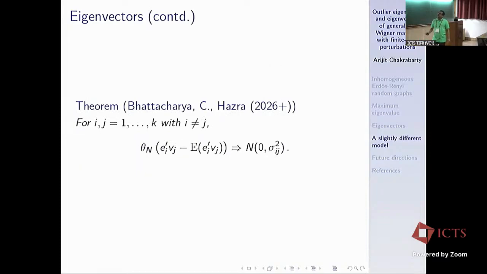Now, when i is not equal to j, then this expectation goes to 0, and there you have a different scaling, that is theta n. Theta n times Ei prime dj minus this has a normal 0 sigma square limit. I didn't want to put the expressions of sigma i square on the slide because, okay, it can be calculated, but it's lengthy.